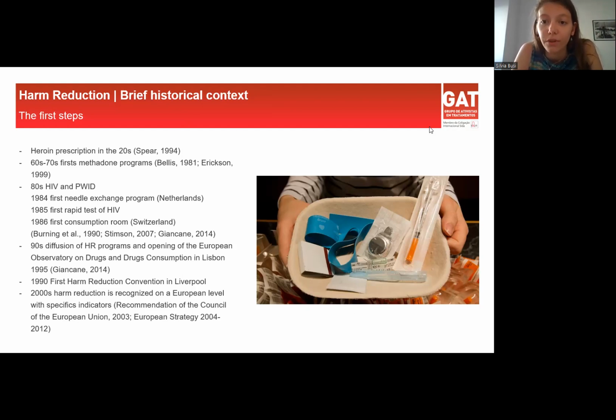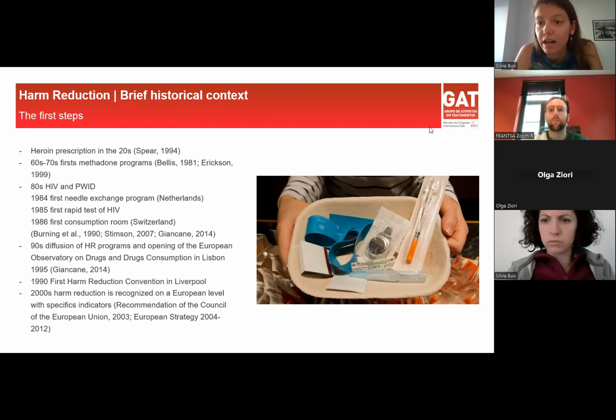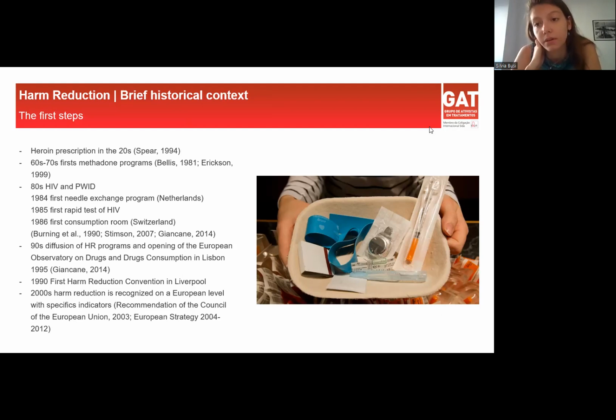And they started to advocate in order to have safe ways to use drugs and not get HIV and not get sick. So they started to organize themselves in the Netherlands, and they managed to open the first needle exchange program. They were able to get the first rapid tests for HIV in order to get the diagnosis as early as possible and the fastest possible and start the treatment. And in 1986, the first consumption room opened in Switzerland.